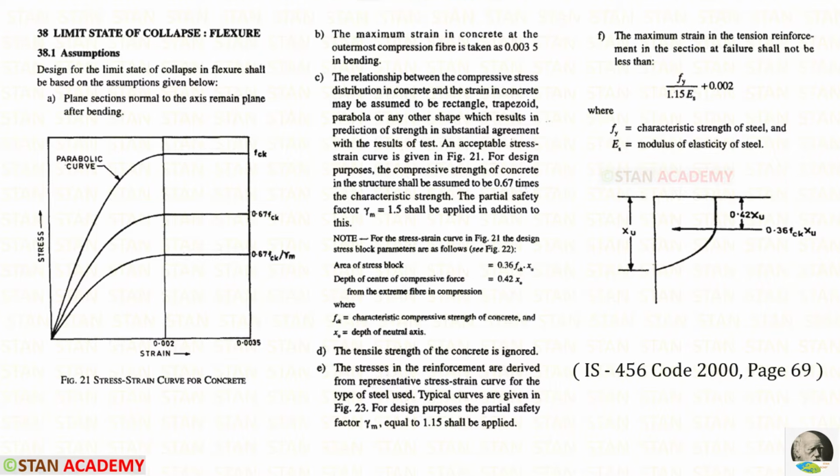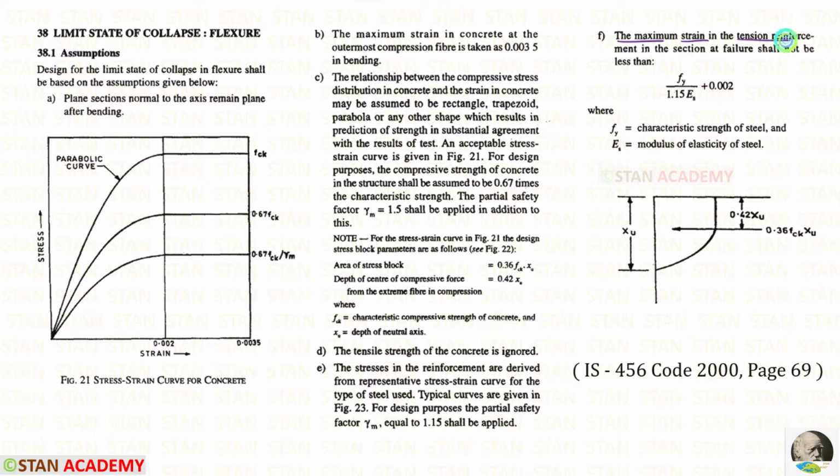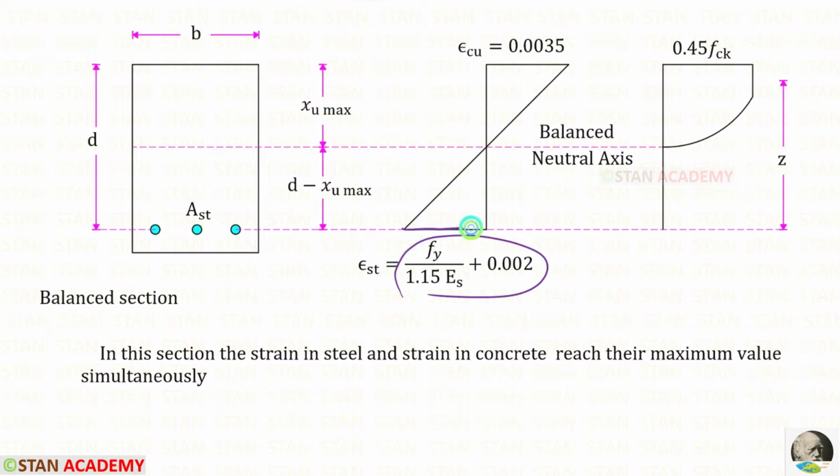Now let us take IS 456 code 2000 page number 69. Let us see the second assumption. The maximum strain in concrete at the outermost compression fiber is taken as 0.0035 in bending. So this strain is 0.0035. The maximum strain in the tension reinforcement in the section at failure shall not be less than Fy upon 1.15 ES plus 0.002. So this should be this distance.